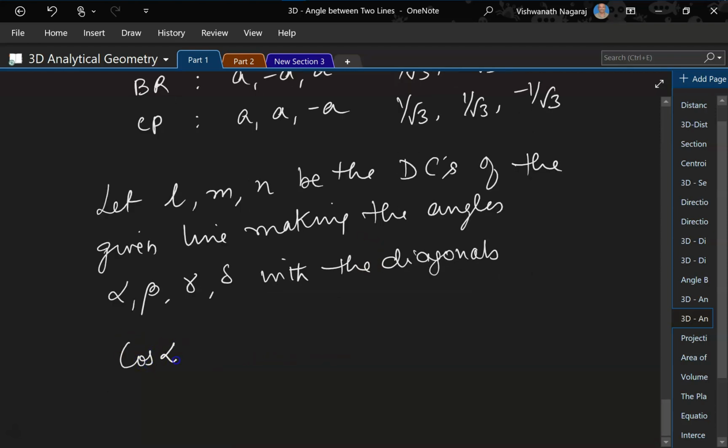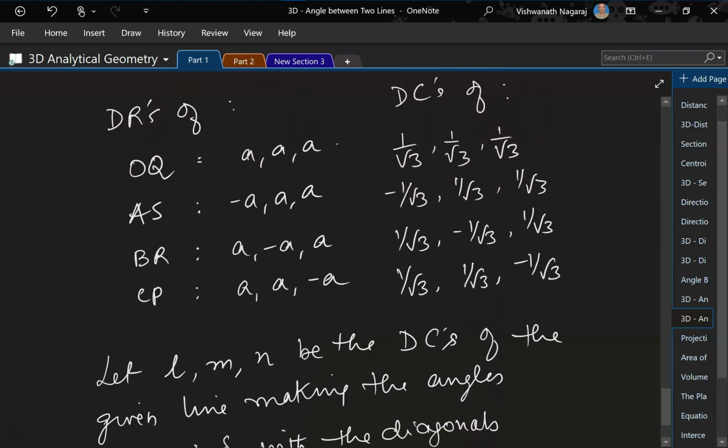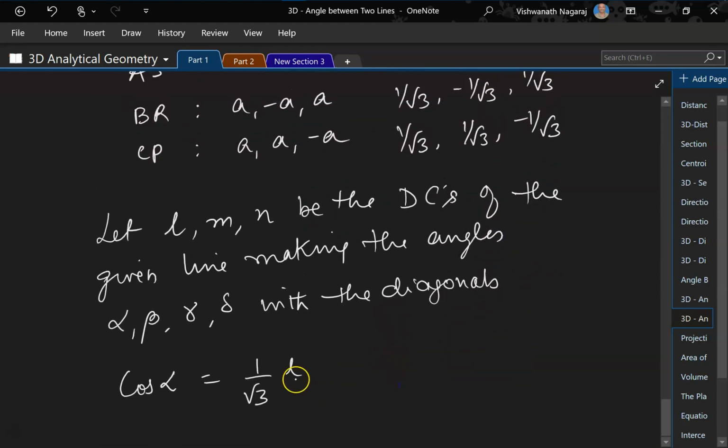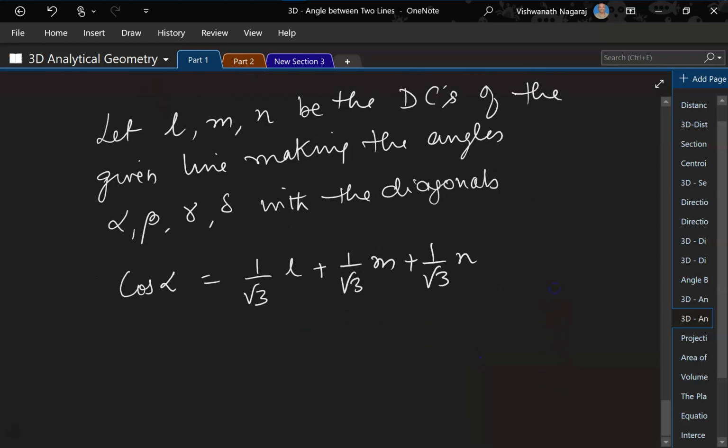So cos alpha, we know the angle between two lines. Cos alpha is equal to what? 1 by root 3 times l. So 1 by root 3 is the direction cosine of the diagonal, l is the direction cosine of the line, plus 1 by root 3 m plus 1 by root 3 n. Or what we can do is, 1 by root 3 is common, so we can take it out and write it as l plus m plus n.